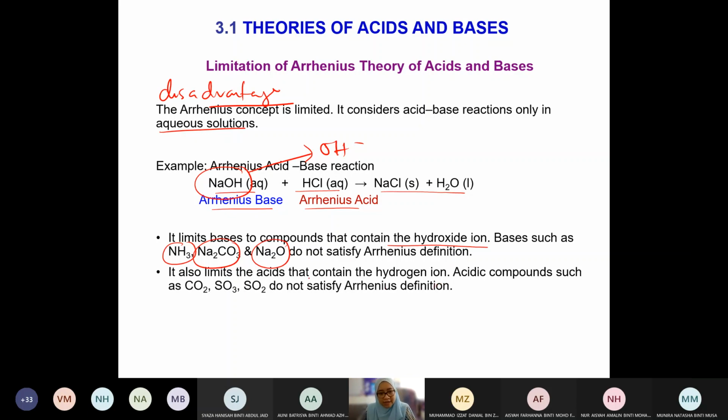And it also limits acids to those that contain the hydrogen ion. Same goes for acid. It only covers acids that, when dissolved in water, produce H+. How about CO2? We know that CO2 is acidic, right? When CO2 reacts with water, it produces carbonic acid. It does not produce H+, it produces carbonic acid, H2CO3. Same goes for SO3 and SO2. They do not produce H+ like what Arrhenius said, but they have the characteristic of acid. So that is the limitation of Arrhenius acid.